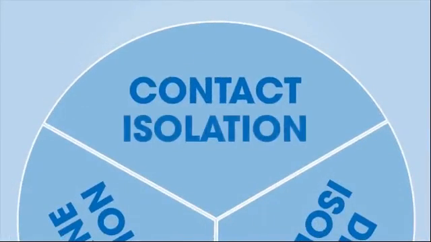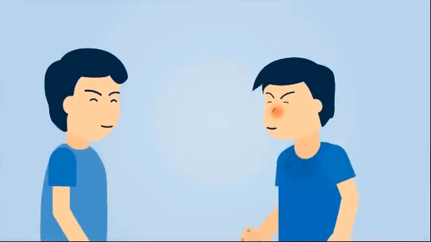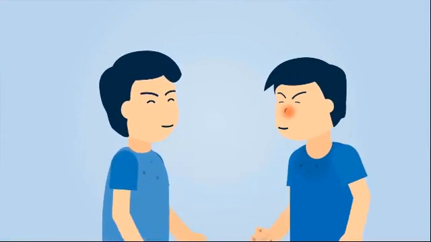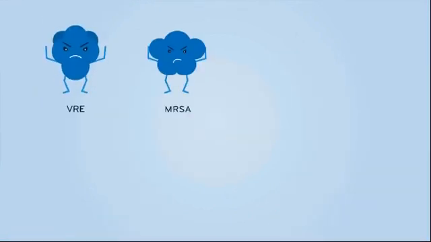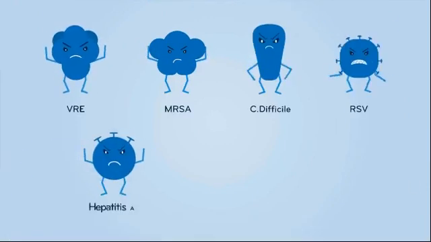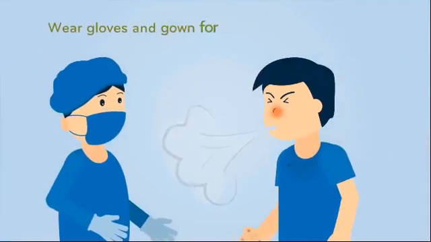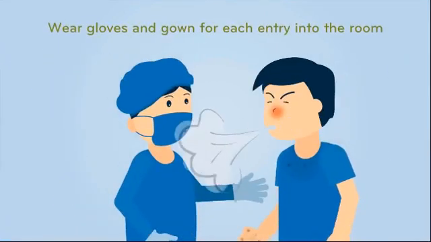3. Contact isolation is used when a patient has an infection or is colonized with germs that can be transmitted from direct contact with the patient or their environment. Examples include VRE, MRSA, C. difficile, RSV, hepatitis A, scabies, or lice. Wear gloves and gown for each entry into the room.